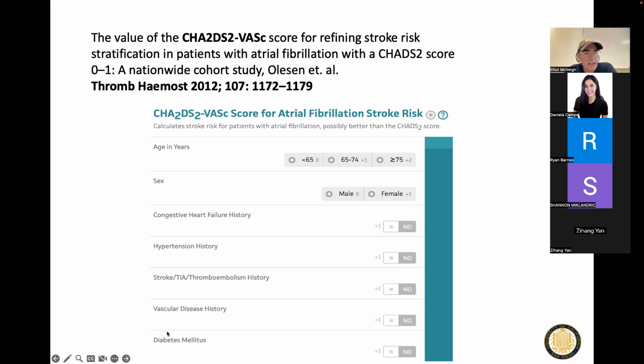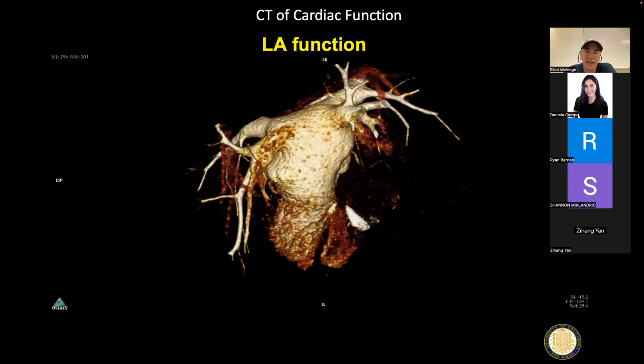So these are all clinical things, none of which actually address the question, how is the left atrium and the left atrial appendage in this patient functioning, right? It's all just clinical history. And this score is not that great at being accurate, unfortunately. But that's the state of the art.